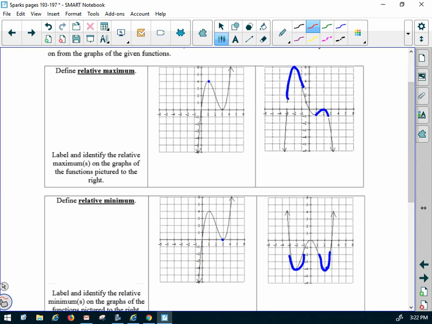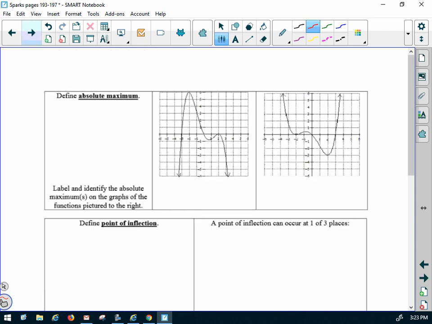Now, what if this graph was only defined from here to here? No arrows, endpoints. This graph would have an absolute minimum. Would this point be a relative minimum? A relative minimum means it's where your graph changes from decreasing to increasing. Does the graph change from decreasing to increasing there? No, that cannot be a relative minimum. An endpoint can be absolute, but not relative.